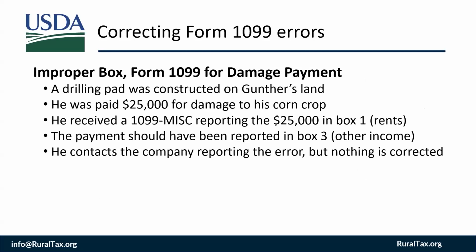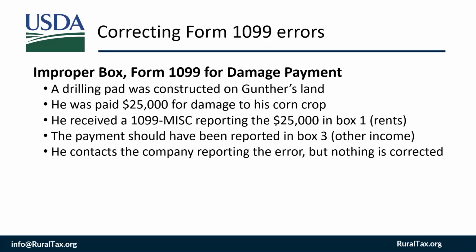Now this is another situation: crop damage. A drilling pad was constructed on Gunther's land. He gets $25,000 for damage to his corn crop. He gets a 1099 miscellaneous, but they put the $25,000 in box 1 of rents. It should have been other income. If it's in rents, it's going to go on Schedule E. If it's in other income, it would go to the Schedule F. It would probably increase the amount of taxable income on the F and get it in the correct place.